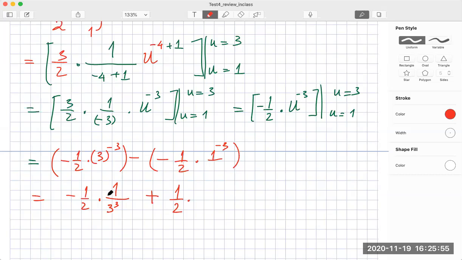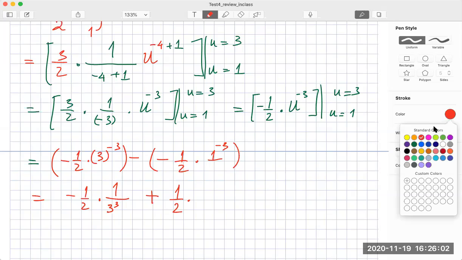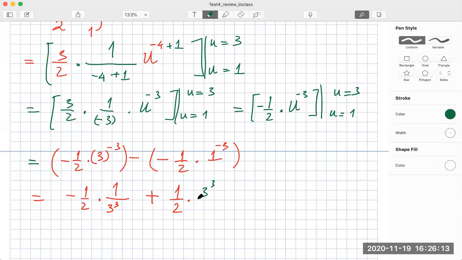Now, these are two fractions. They don't have the same denominator, so we can find the common denominator. We see that there's a number 2 here. In order to have the same denominator, we need to multiply by 3 cubed and divide by 3 cubed, right? It is simply number 1. Then they have the same denominator, which is 2 times 3 cubed.